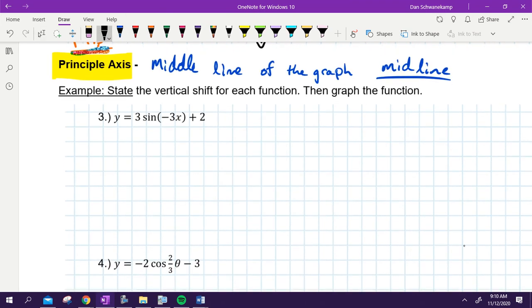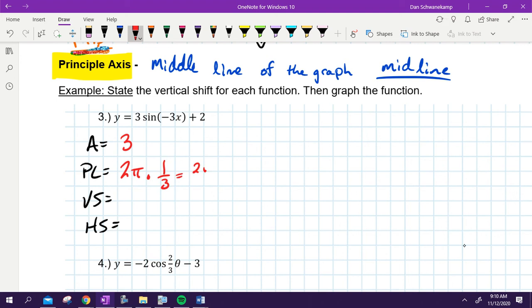Number 3, we're going to start off the same way. Amplitude, period length, vertical shift, horizontal shift. Amplitude here. Kate, what's my amplitude going to be? 3. Period length, Sam McCain, what's my base period length going to be? 2 pi. But it's not going to stay 2 pi. I need to multiply that by the reciprocal of whatever's in front of my x. So what do you need to multiply by here? Yeah, we can just deal with 1/3. We don't have to mess with the negative, but yes, 1/3. So we're going to multiply by 1/3. Yucky. My period length is 2 pi over 3.